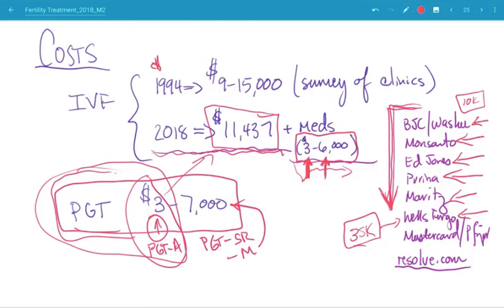And then I thought this was an interesting footnote. In 1994, in one of the first papers published in the New England Journal looking at the cost of IVF, when they surveyed the clinics, the cost of IVF was about the same, $9,000 to $15,000. So I don't know if that's a commentary on inflation or not, but I think it's important for people to have a frame of reference.